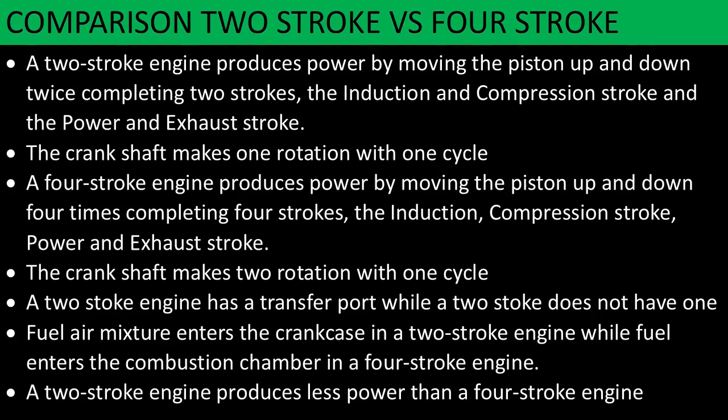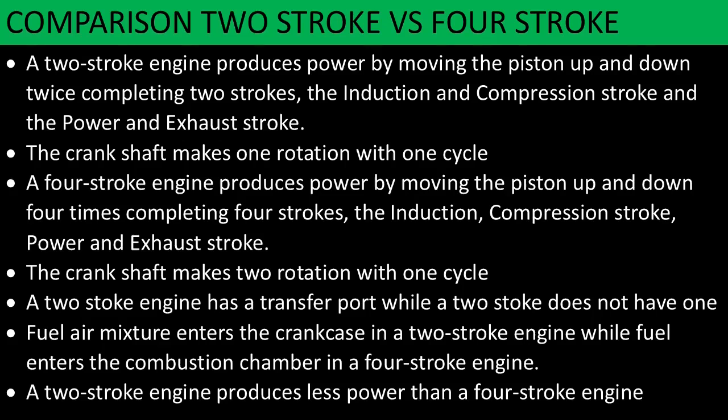Comparison between two-stroke and four-stroke engine. A two-stroke engine produces power by moving the piston up and down twice, completing two strokes in one cycle, the induction and compression stroke and the power and exhaust stroke. The crankshaft makes one rotation.